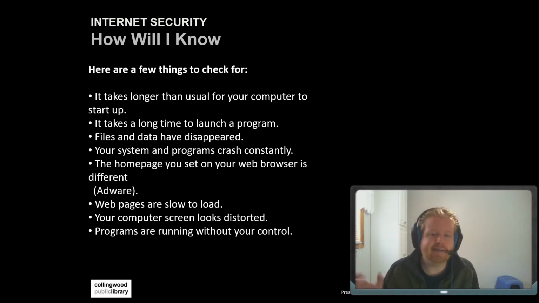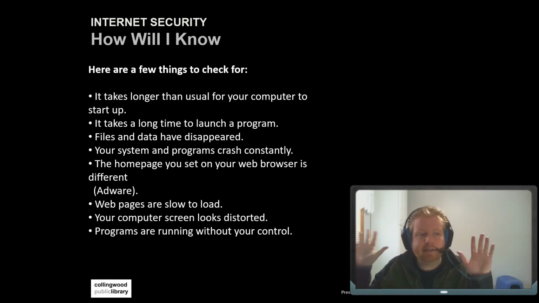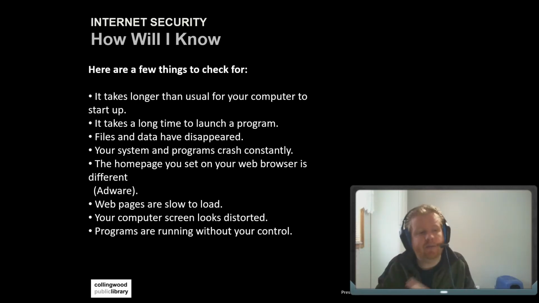So again, that concept of slow. Another is your computer screen looks distorted. You start seeing flickering, or it looks off. Sometimes what this means is someone's screen capturing, or basically seeing what's happening on your screen currently. And the big thing is programs running without your control. You notice that your mouse starts moving around and opening programs that you're not even touching, and you haven't given someone else access to your computer, you know something is wrong.